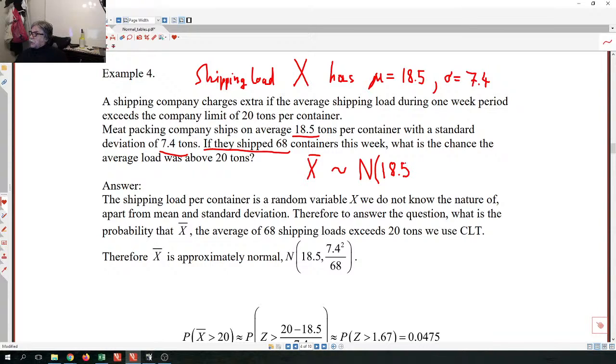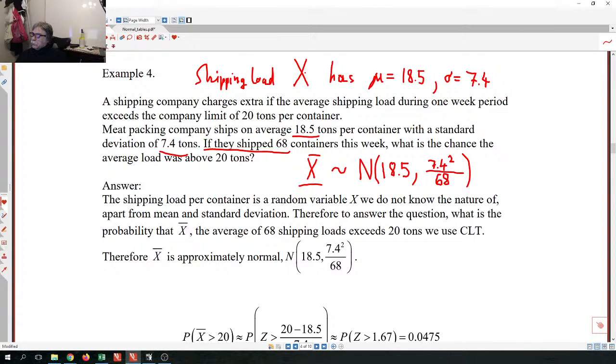And it has the variance 68 times smaller than 7.4. 7.4 is the standard deviation, actually. I should say the variance would be the square of that, which would be something like 50-something, a little more than 50. But we're going to have to divide that by 68 because that's the size of the sample, and we know that the variance of this guy is 68 times smaller than the variance of a single, random container shipping load.